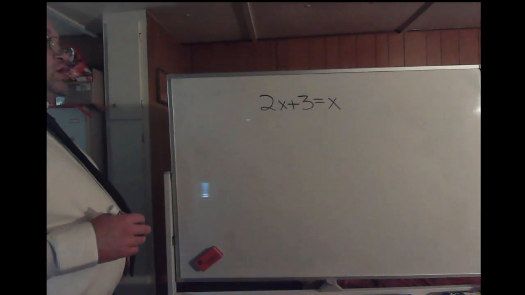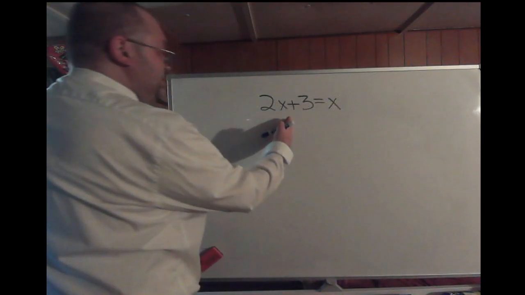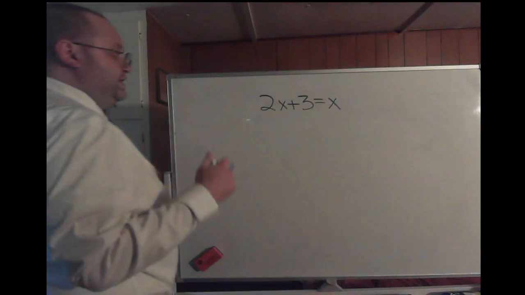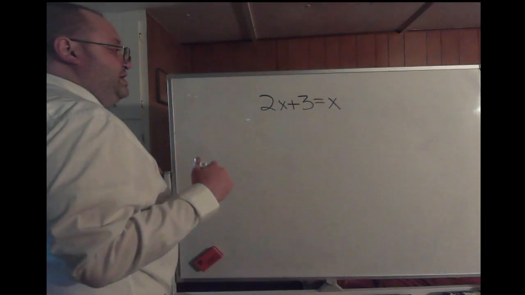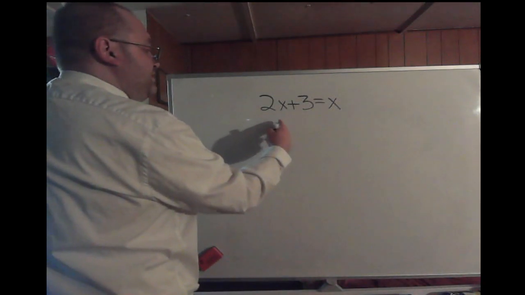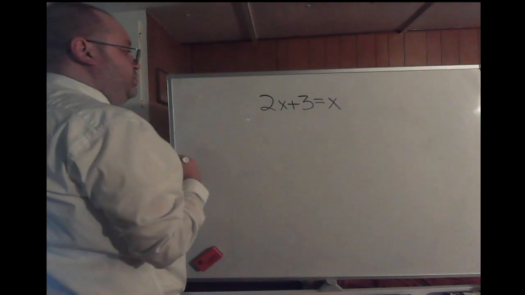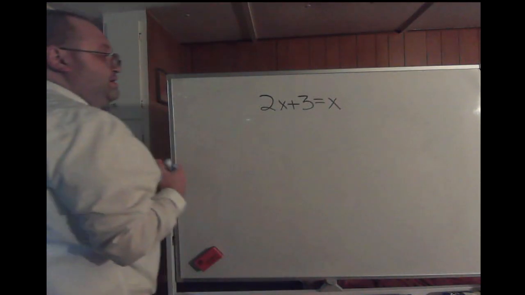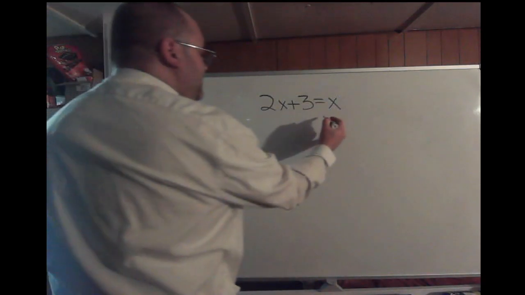So what you want to do is isolate the variable expression to one side and the regular number to the other. It is my recommendation that we put the variable on the left-hand side and the regular number on the right-hand side. So we want to get rid of the variable from the right-hand side. We have an x on the right-hand side, we need to subtract x from the right-hand side.